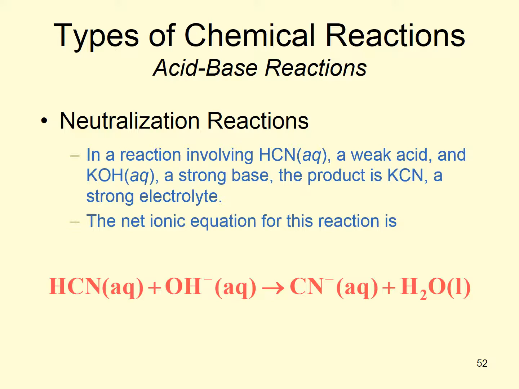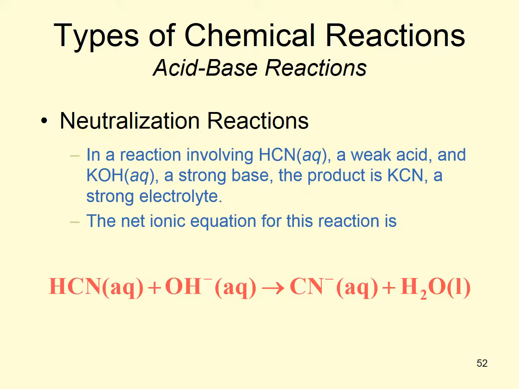KCN will be the product on the right hand. Since anything with potassium is soluble, that salt is soluble, so you'll have K plus and CN negative, and then H2O. What's not shown on this slide is that the K plus shows up both on the left and the right, and they cancel out. So this is the essential reaction here.